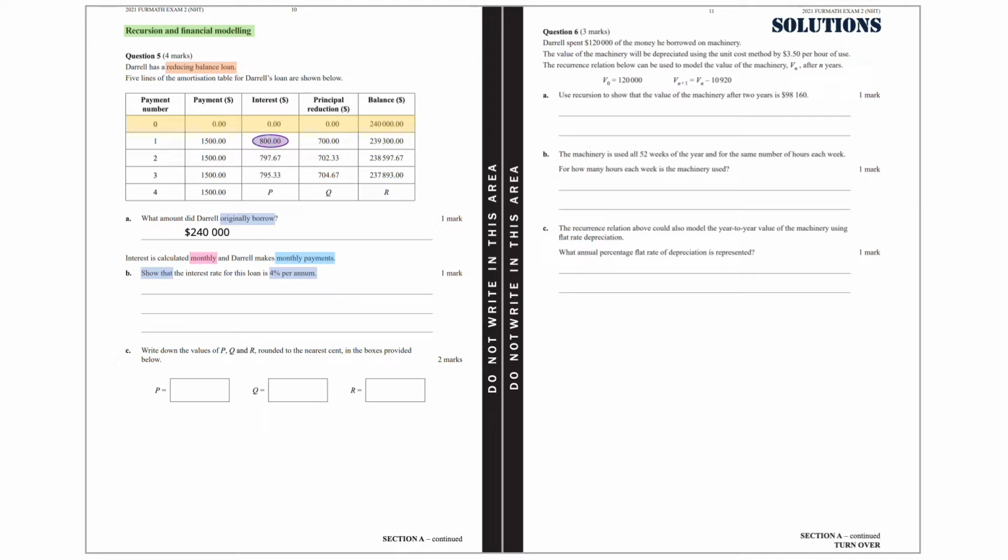From the first line of the amortization table, we can see that the interest charged in the first month is $800. So the interest rate is 800 divided by 240,000 times 100 equals 1/3% per month. We multiply this by 12, and that gives us 4% per annum.